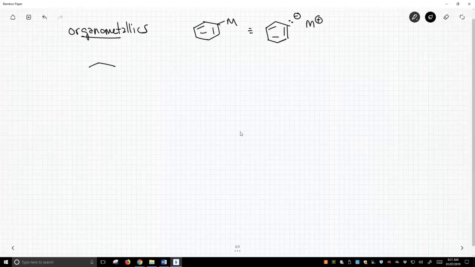How do we make a Grignard reagent? Well, we simply take an aryl halide, and we treat this with magnesium metal, metallic magnesium, that's magnesium 0 oxidation state, in an aprotic solvent like ether or very often THF. And we get the Grignard reagent.